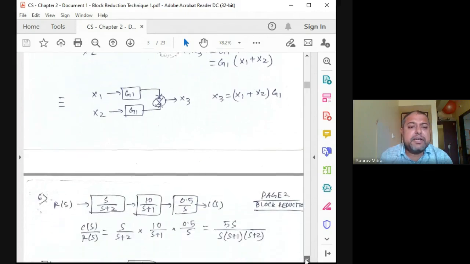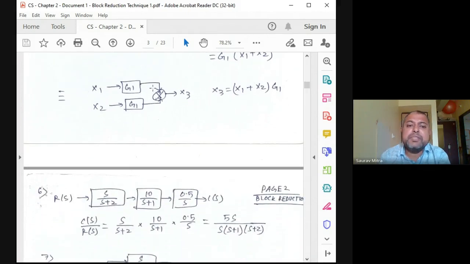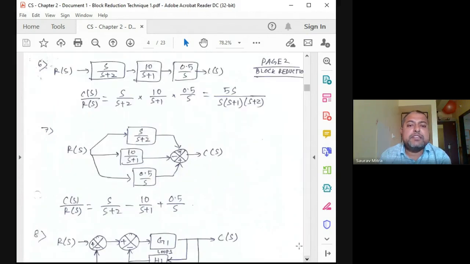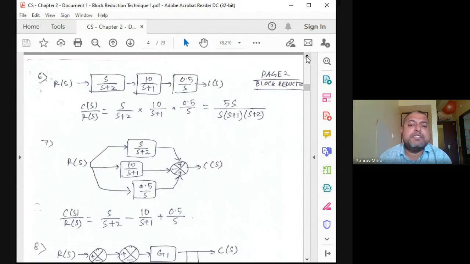So this is another configuration. What you are finding is x1 is coming with a gain of g1, x2 is coming with a gain of g1. So it is x1 plus x2 into g1. Now this is actually called cascade. So these are very small numericals.